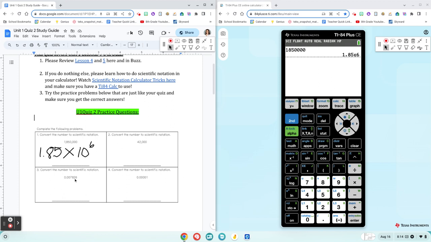All right, let's look at number 3 together. We have a really small number, so I'm expecting a negative exponent. Okay, we're going to do it in our calculator. We're already in scientific notation mode, so we just need to type the number. 2 zeros after the decimal, 7826. Double check it always. Here's my answer. The answer in scientific notation is 7.826 times 10 to the negative third.